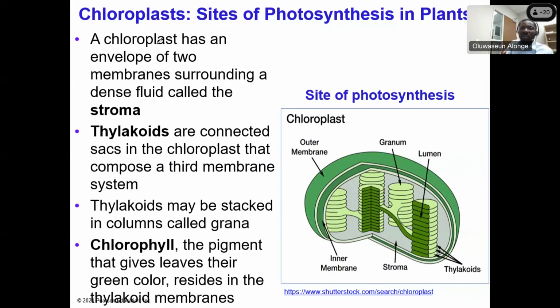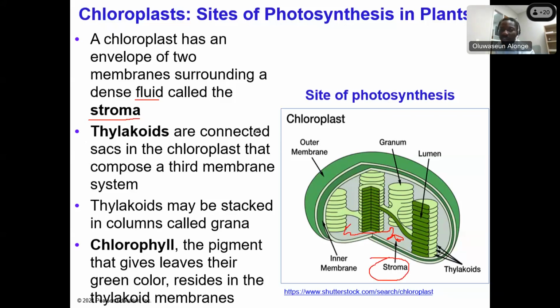So a chloroplast has an envelope of two membranes surrounding a dense fluid, which is called stroma. So this stroma is simply a fluid, and that is what is here. So all these are fluids all over here. So you have the thylakoid, you have the granum, plural grana, then all the space in there, you have stroma, which is a liquid.